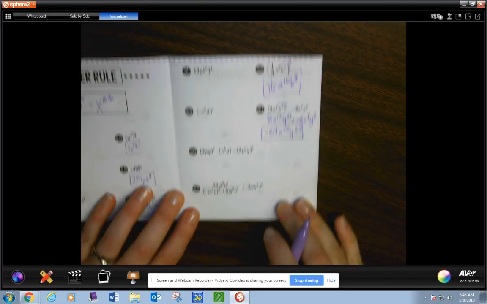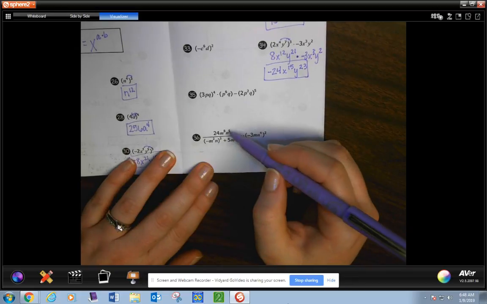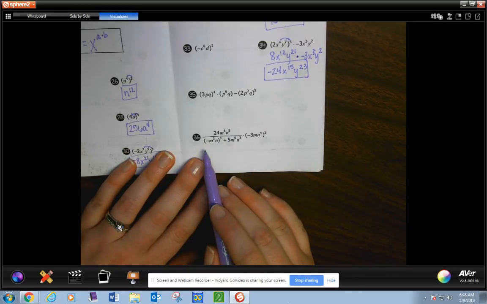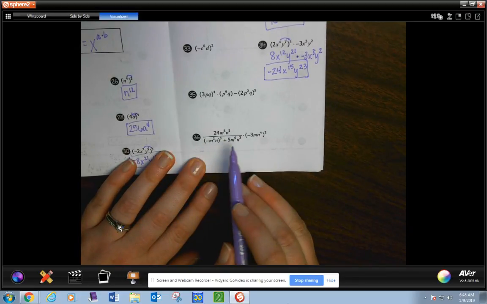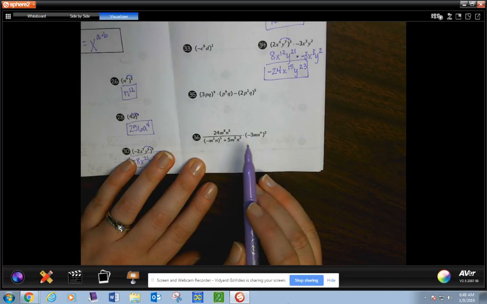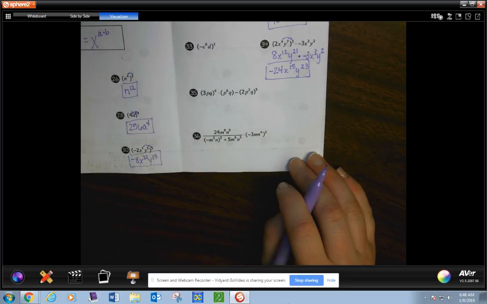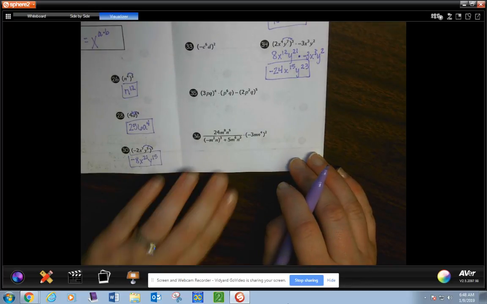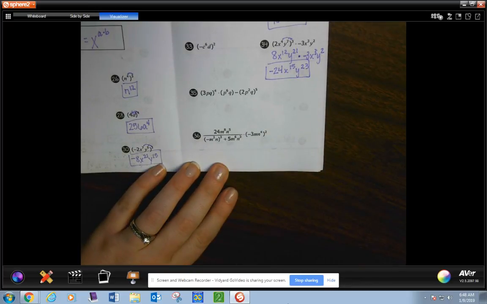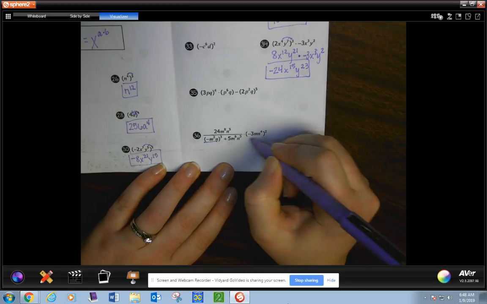Okay, one more. I have 24 m to the 8th, n to the 5th, divided by negative m squared n all to the 3rd, plus 5 m to the 6th, n to the 3rd, times negative 3 m n to the 4th squared. Okay, this one has a lot. The first thing we're going to do is look for those outside exponents. I have one here and I have one here.